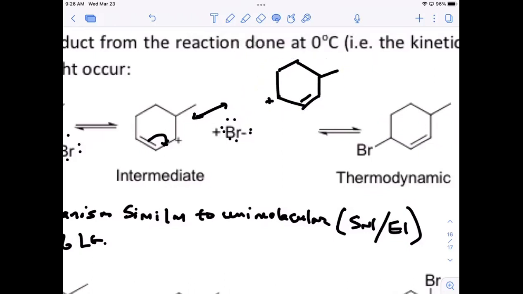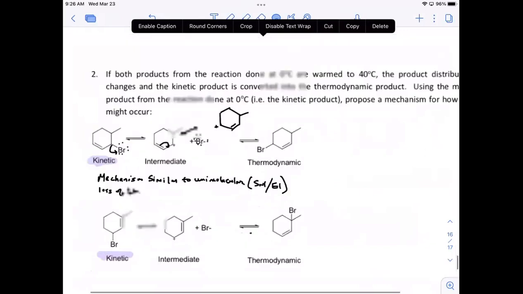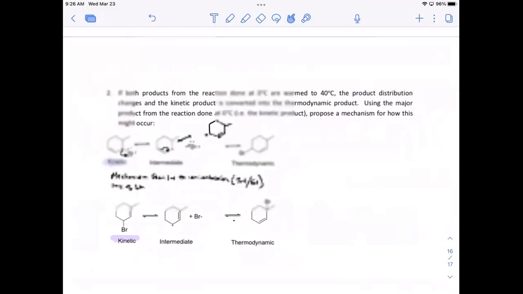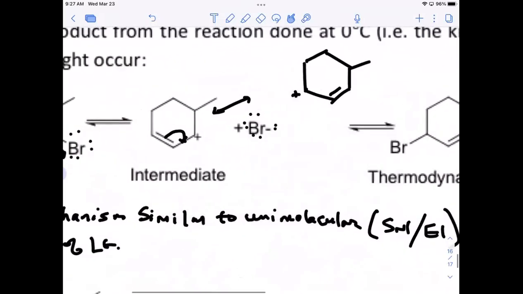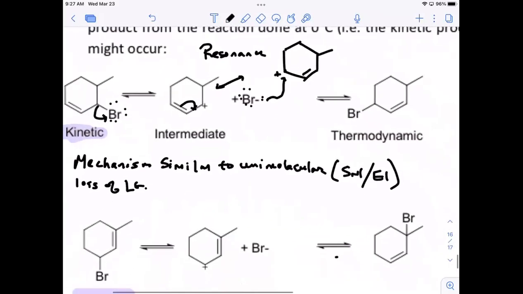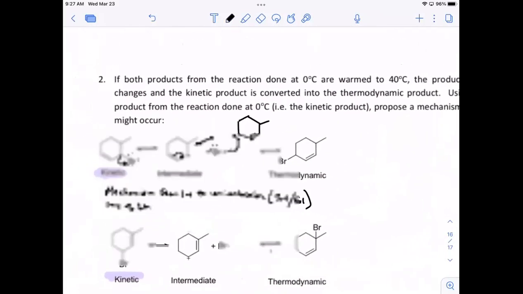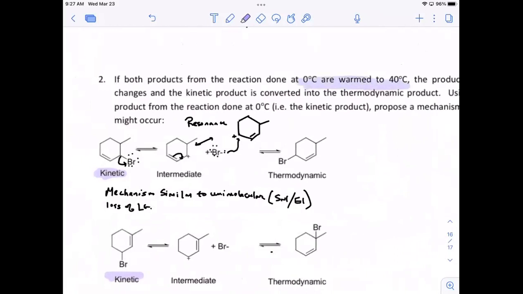Right, so that's good. We can show resonance here. And then follow that with just attack of bromine on the plus charge to get to the thermodynamic product, right? And this is only possible because, if you read the question, those reactions were warmed up to 40 degrees, right?